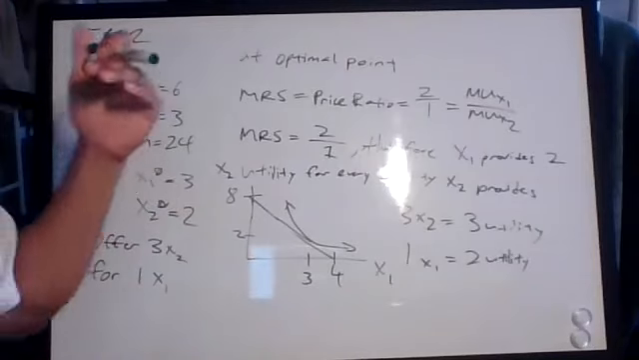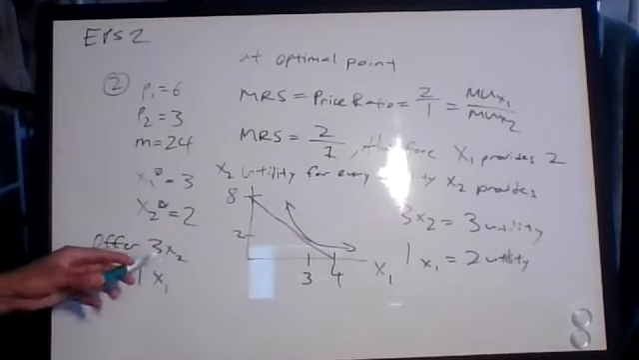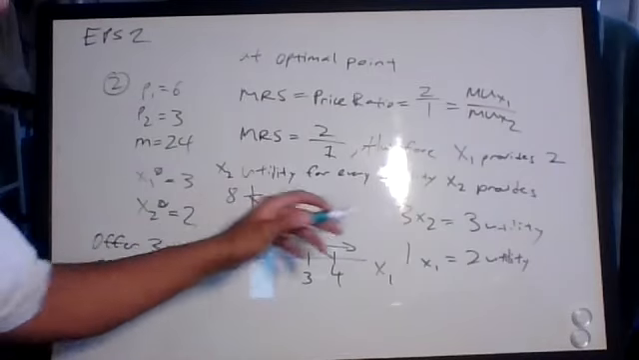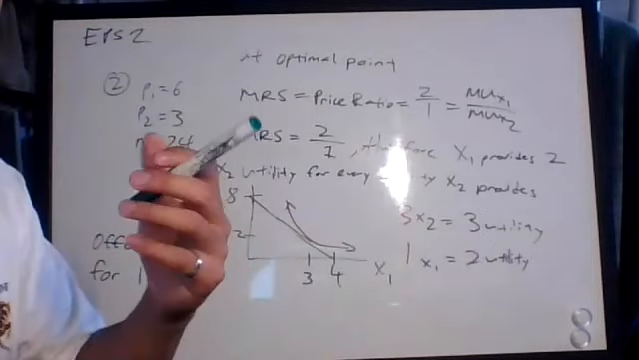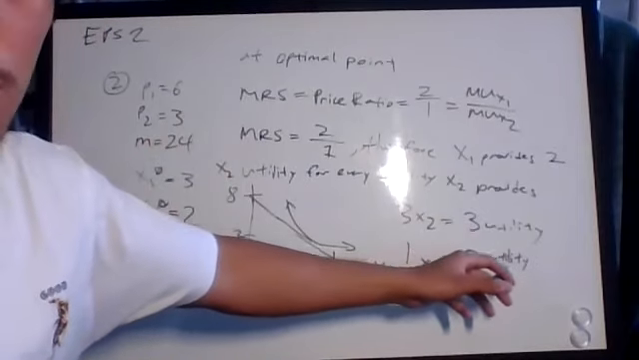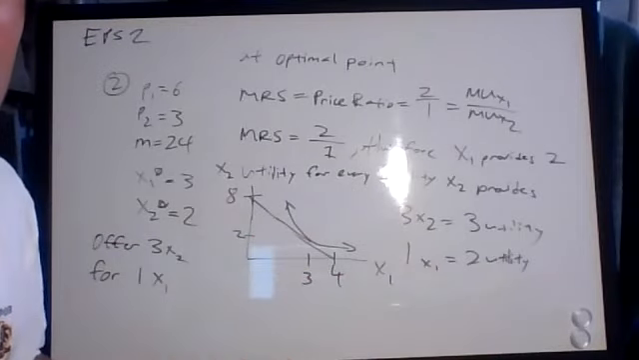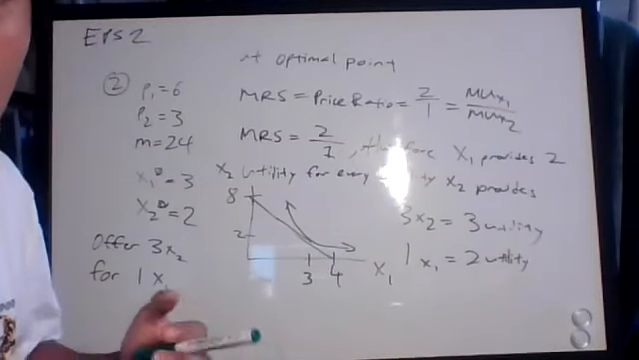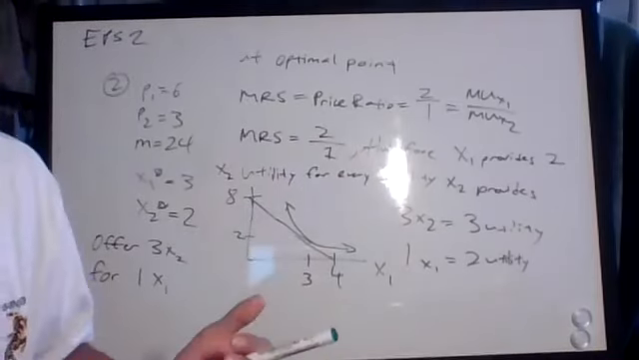Going through with this kind of thinking, if I were to offer this person 3 units of good 2, that'll provide them with 3 times 1 equals 3 utility. They would have to give up 1x1, so they would be decreasing by 2 utility. But the net effect of this trade is that they're up 1 utility. Yes, J Caesar, the price ratio at the optimal point is equal to the ratio of the marginal utilities, which is just our MRS.